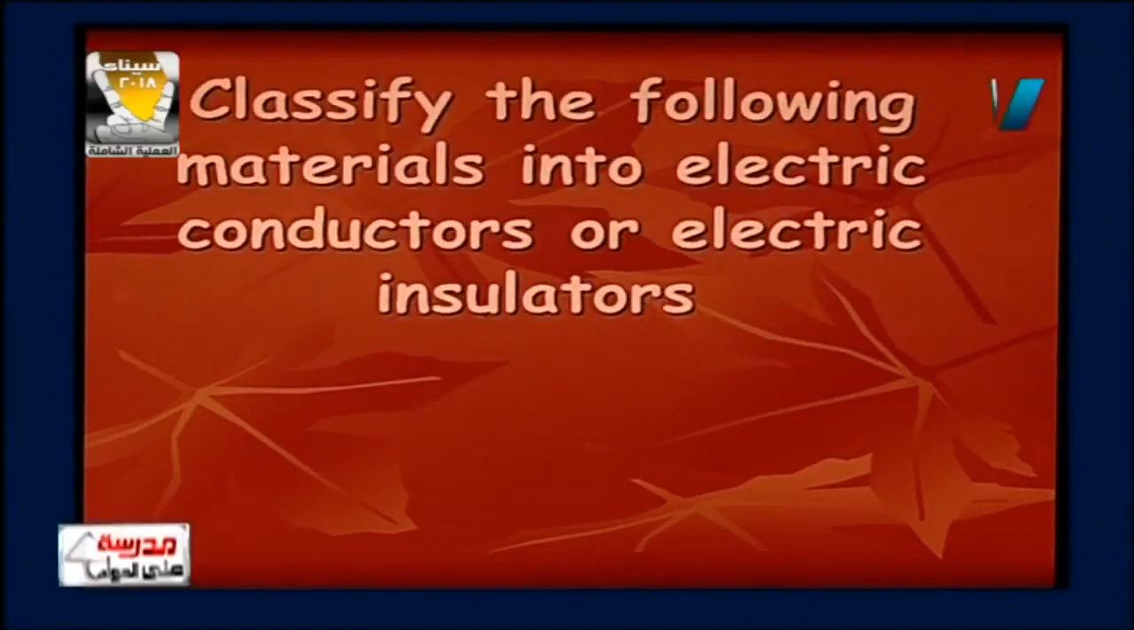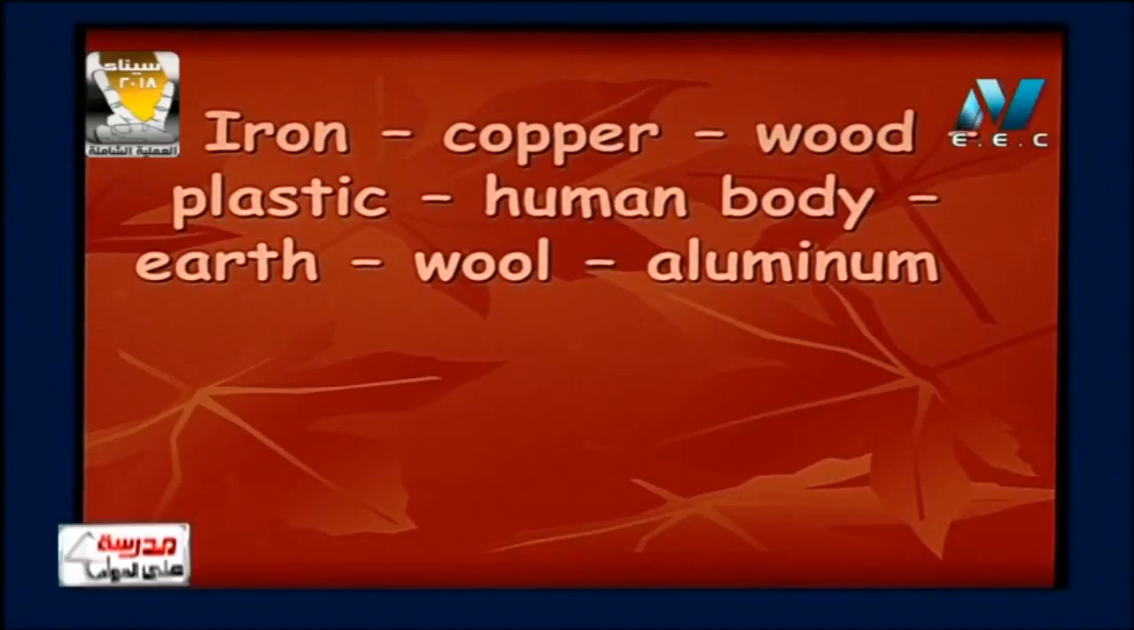Another type of question. The question says classify the following materials into electric conductors or electric insulators. I'm required to classify these materials into electric conductors and electric insulators: iron, copper, wood, plastic, human body, earth, wool, aluminum. Sure, iron is a conductor, copper is also a conductor, wood is an insulator, plastic also is an insulator, human body, our body, take care, it's a very good conductor of electricity.